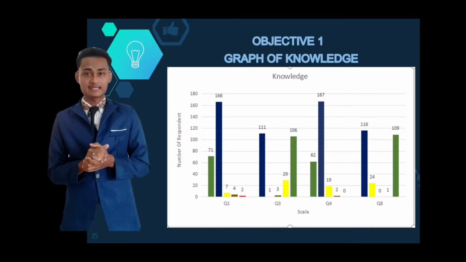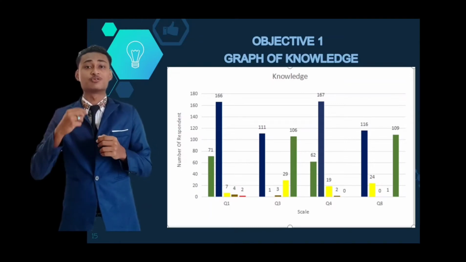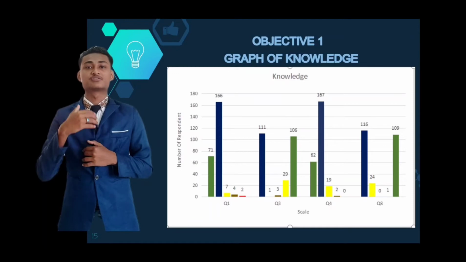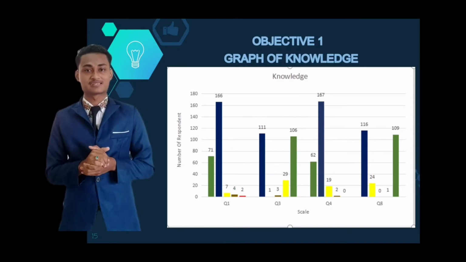Alright, from question 8, the highest numbers of respondents has strongly agree. Next, the respondent who less agree and above is the lowest. The difference between the highest and the lowest is 46%.